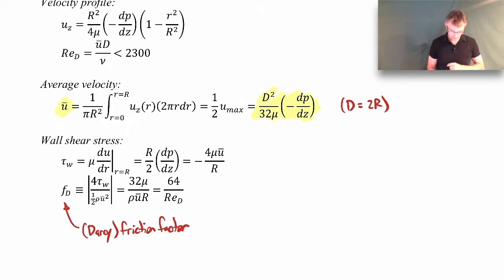So the friction factor is just 4 times the wall shear stress made dimensionless by the dynamic pressure of the flow. The number 4 in there is just historical. Just leave it in there. And if you express the wall shear stress in dimensionless form, it ends up looking like 64 over the Reynolds number. That's an important relation that we're going to come back to in just a little bit. So the friction factor is just a dimensionless wall shear stress.